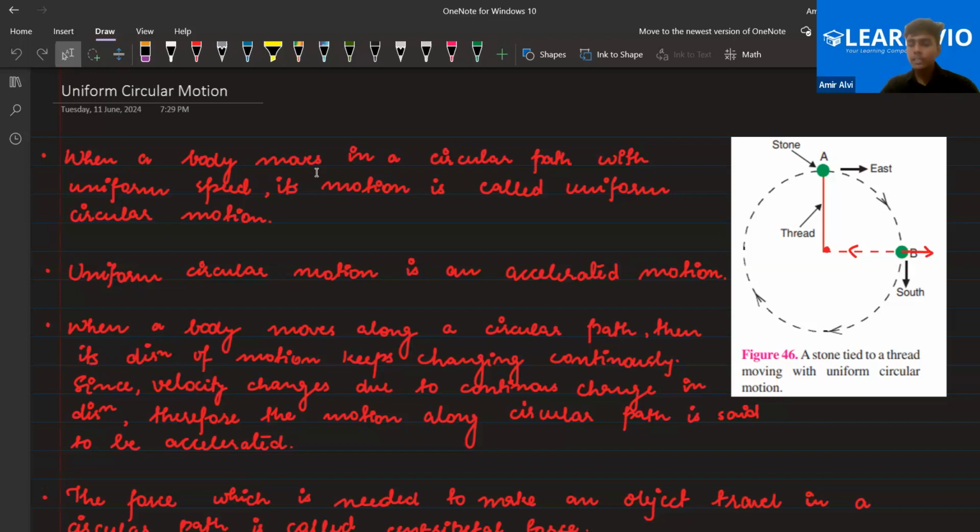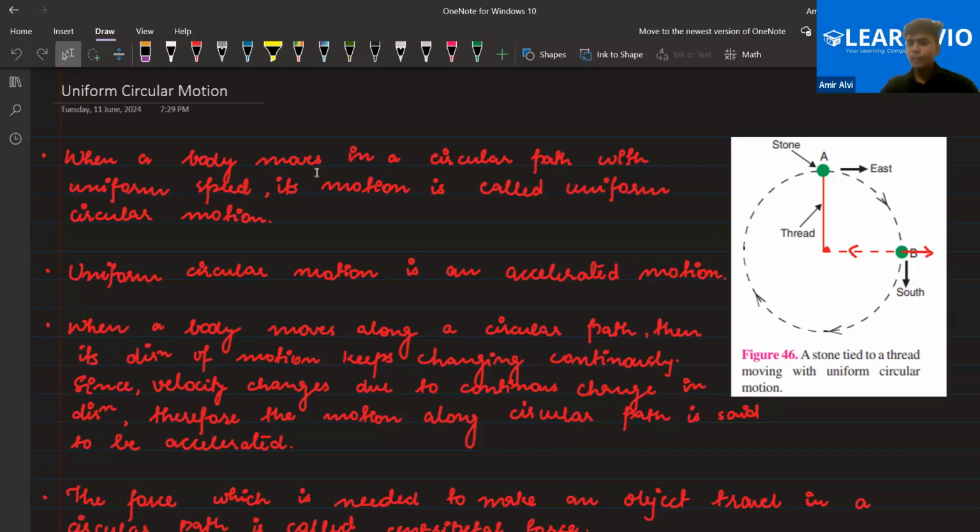Can anyone tell me why it is an accelerated motion? Yes, Arhan, say it. Because direction is changing. Yes, direction is changing. Absolutely right.